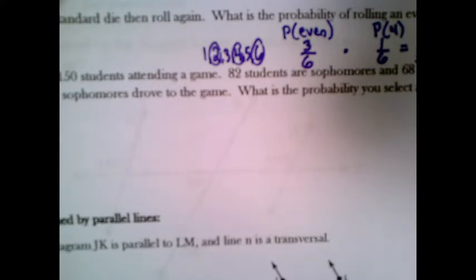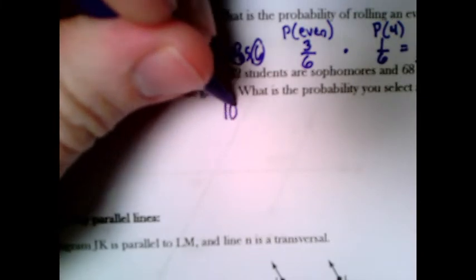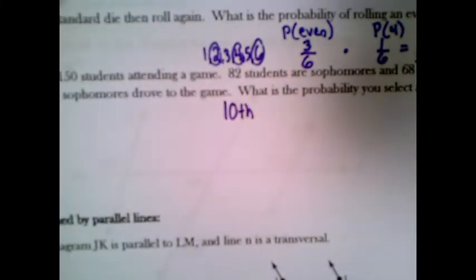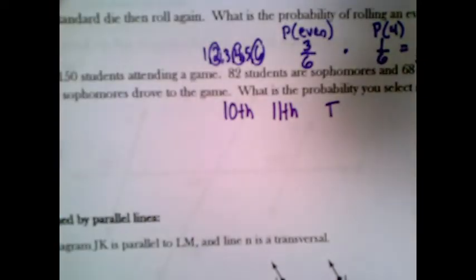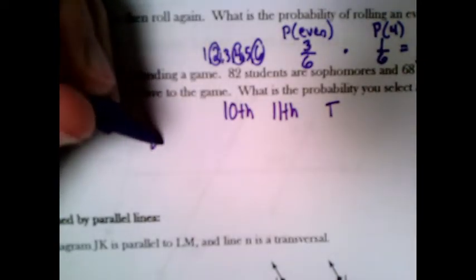Okay, so the first thing we need to do is we've got a lot of things going on. We've got juniors and seniors. We've got people who drove, people who did not drive. That's letting you know we got to make a two-way table. So instead of sophomores, I'm just going to write 10th, 11th. That's my juniors. Got a T for total. Got the students that drove.